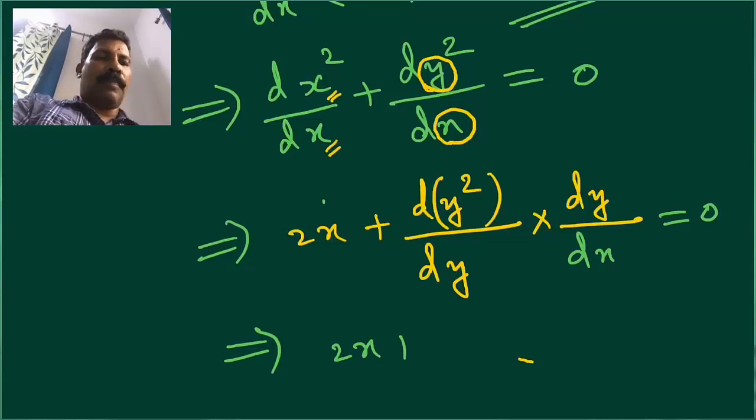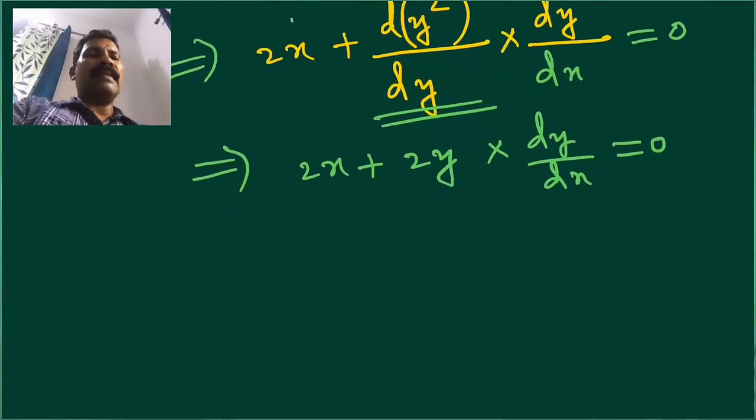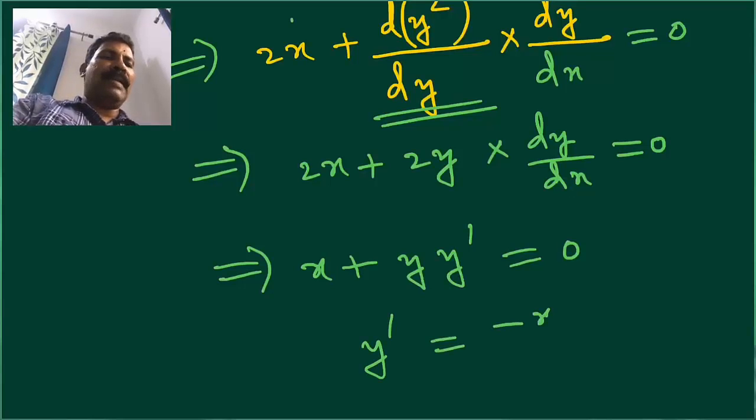Which implies 2x plus... Now what is this? There is no problem because here it is y square with respect to y, so we can write 2y. Then 2y into dy by dx is equal to 0. We can cancel 2 because we can take 2 as a common factor and then take it to the right hand side. So that is over. So we can write x plus y y dash is equal to 0, or we can write y dash is equal to minus x by y.